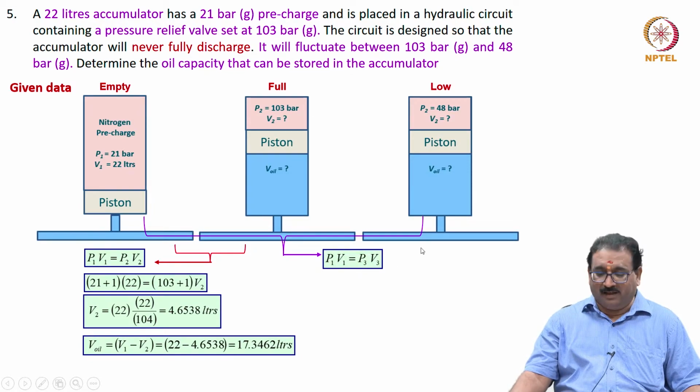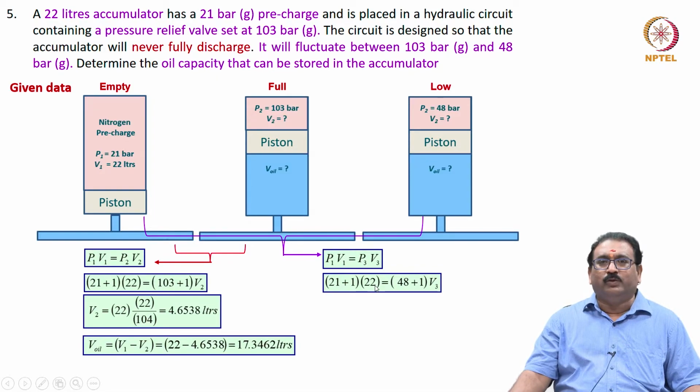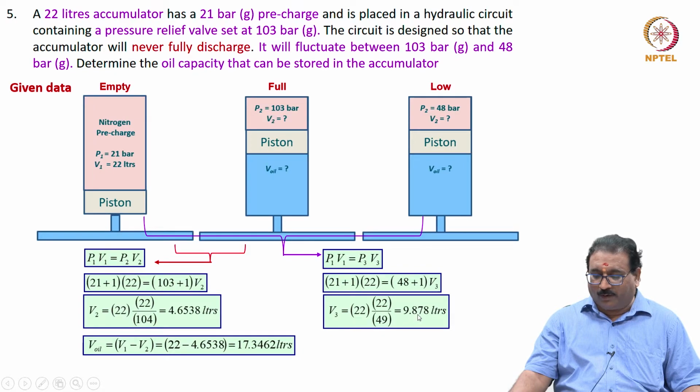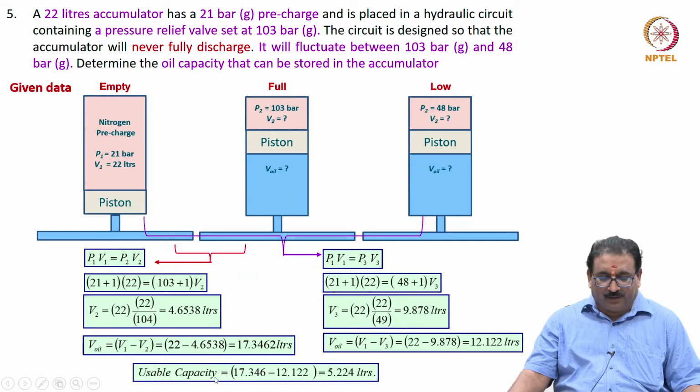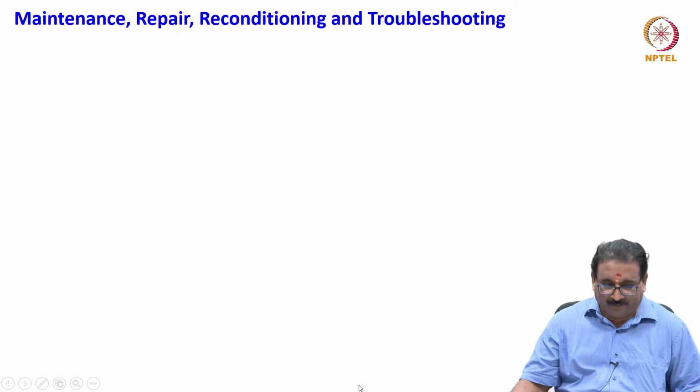Now we will apply the same equation for the empty and the low loaded accumulator as P1 V1 equal to P3 V3. Now substitute all the values in absolute terms; this time I am getting V3 equal to 9.878 liters. Then V oil, now I am getting 12.122 liters. Previously I got 17.3462 liters when the pressure is 103 bar. Now when it fluctuates very low, to 48 bar, I am getting 12.122. Then what is the difference here? This minus this will give you the usable capacity, that is 5.224 liters.